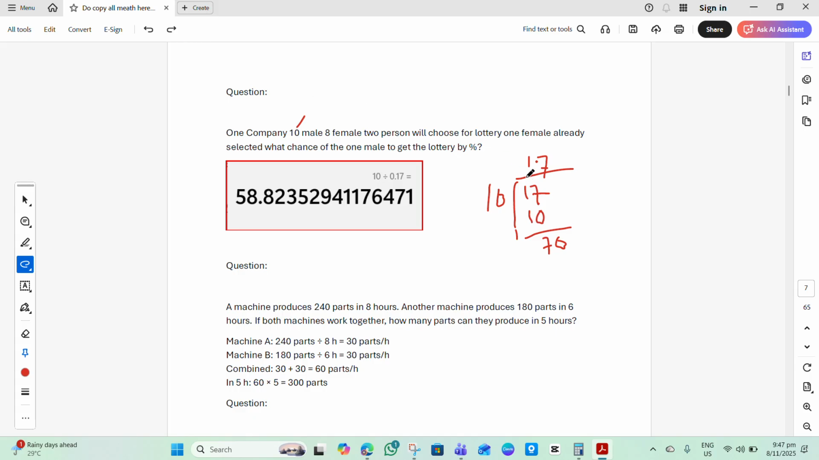Okay, this answer is wrong. This answer is wrong, because here it is asking for percentage, right? That's why 10 multiplication by 100 divided by 17, the total balance of how many they haven't got.